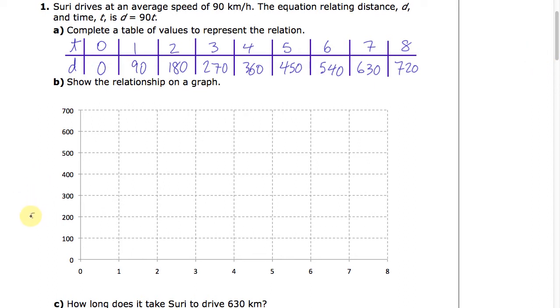So here we have the distance axis, which is being measured in kilometers. And this is the time axis, which is being measured in hours. And so this is your basic distance versus time graph.